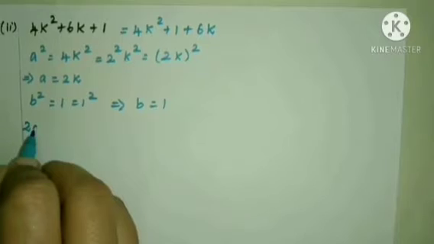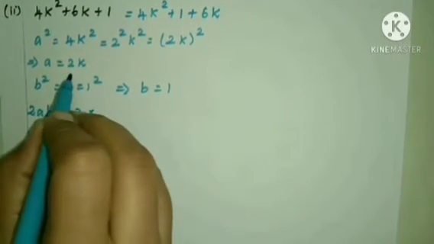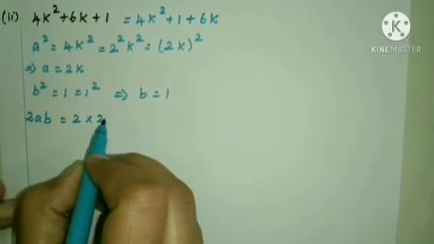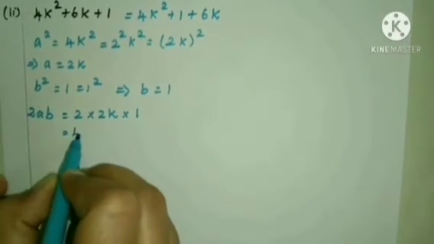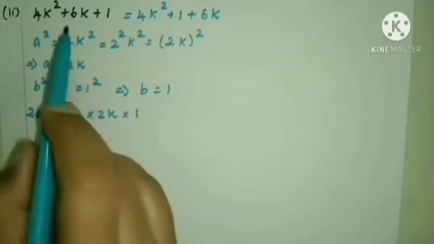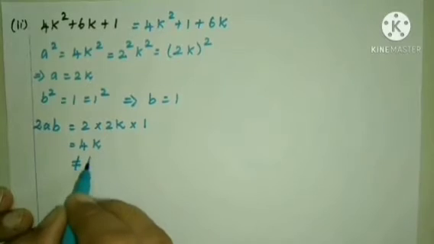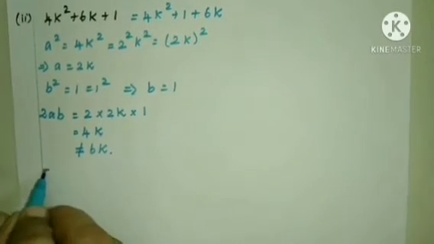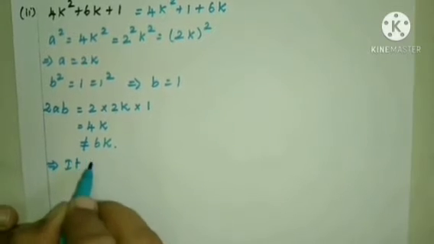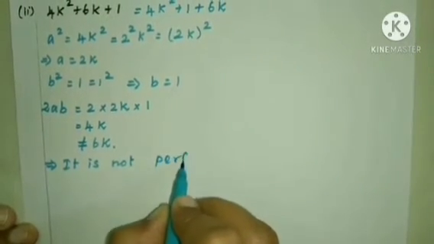Now the third element 2ab. 2 into, here a is 2k, b is 1. 2 2s are 4k. But here it is 6k. So it is not equal to 6k. Which implies it is not a perfect square trinomial.